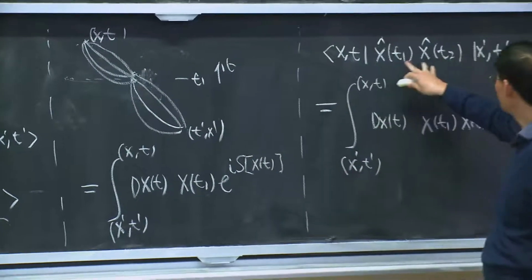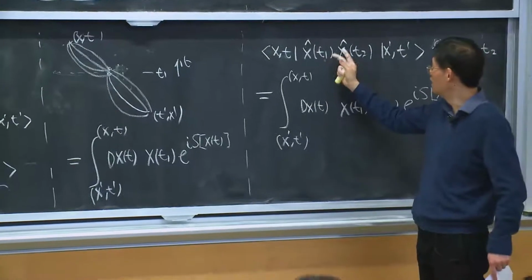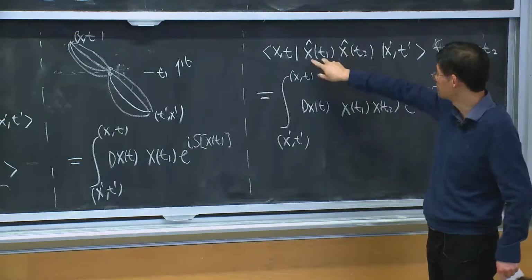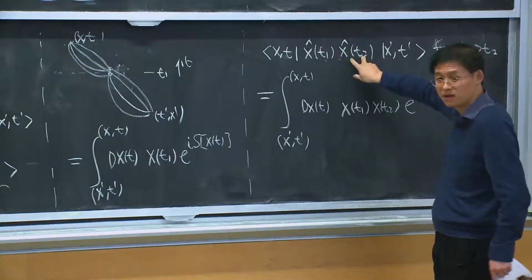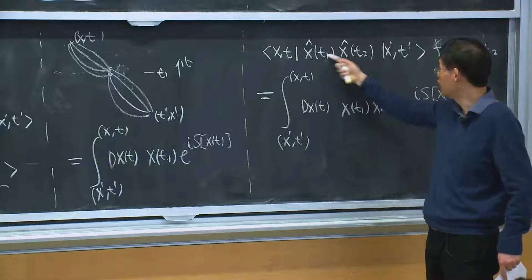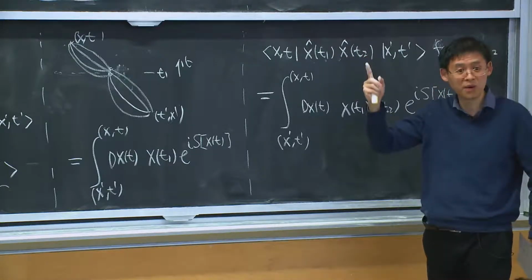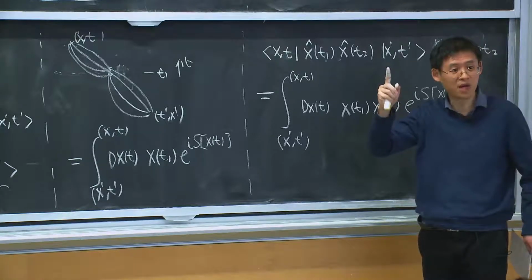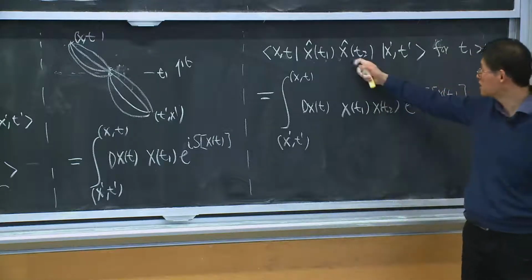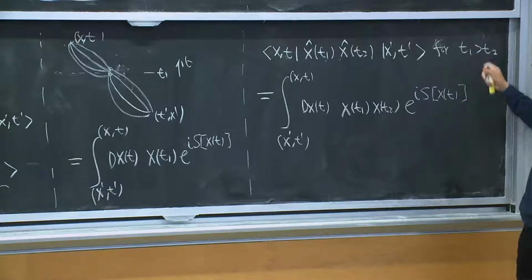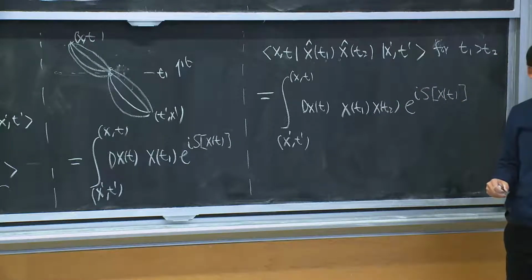Here you have to insert two sets of complete states, one here and one here. But the path integral cannot come back. So the order here has to be the same as the ordering of the path integral. That means this is equal only for T1 greater than T2.